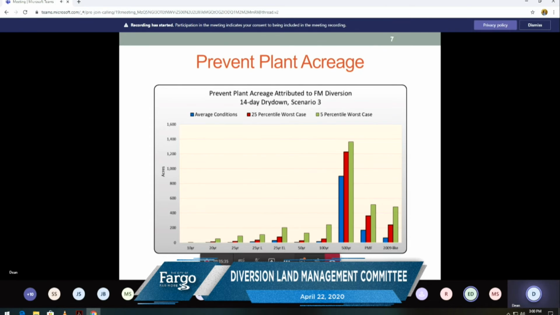It's never happened before, but the hydrologists tell us that just because it hasn't happened doesn't mean it can't. So it is something worth noting. It's of course not anything that we modeled with this effort.